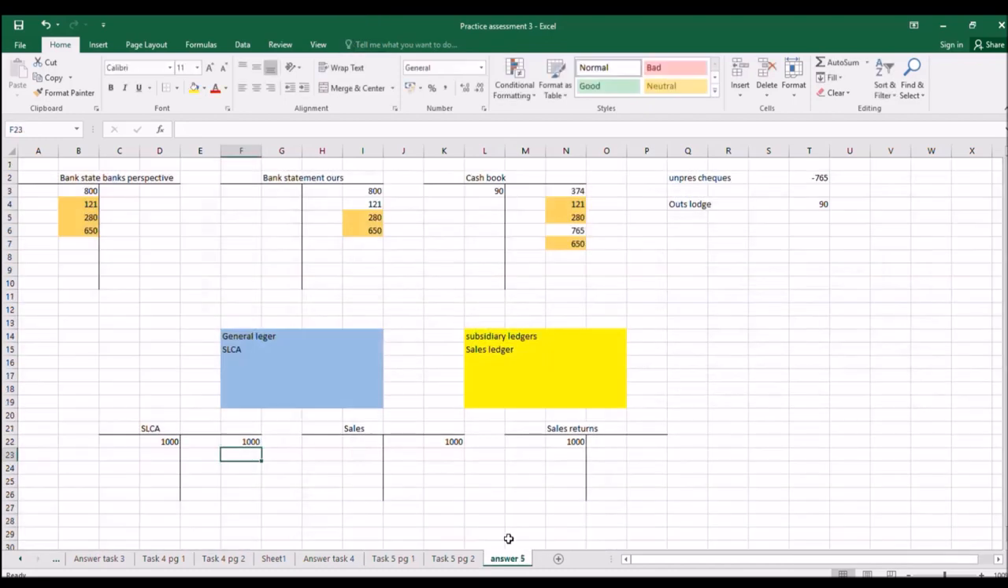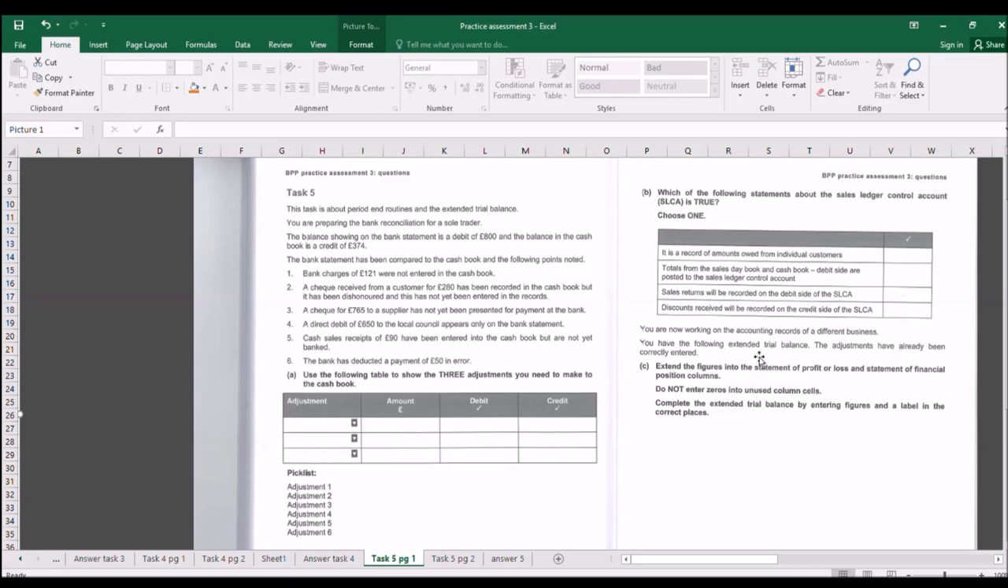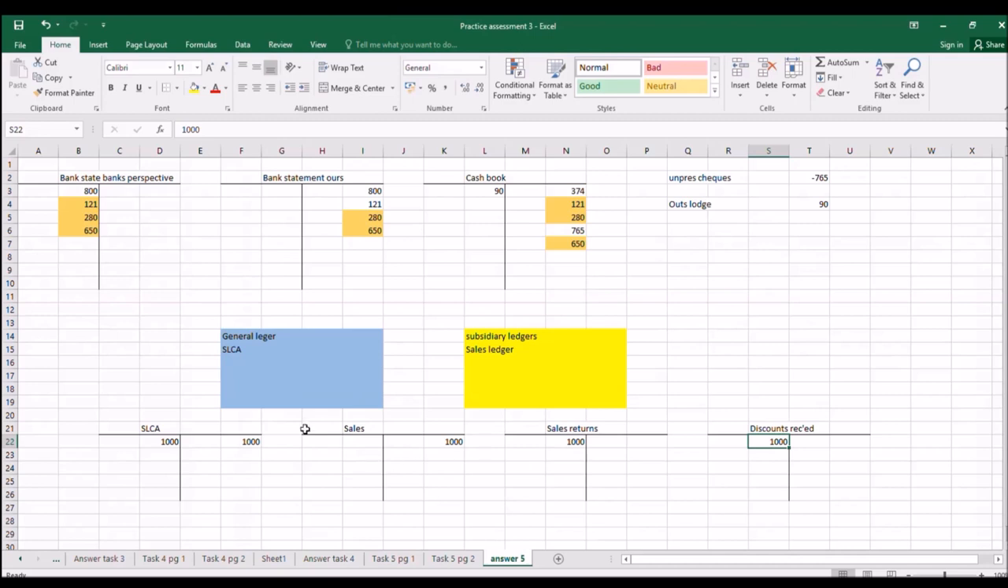So let's go back to here. Discounts received. And discounts received will be discounts allowed in this one. So that one's not right either. Right, so let's go back, because obviously one of them is right. Totals from the sales day book and the cash book debit side. Right, okay. No, what it is, so here we go. If we post them, it's a bit of a rubbish question, to be honest.